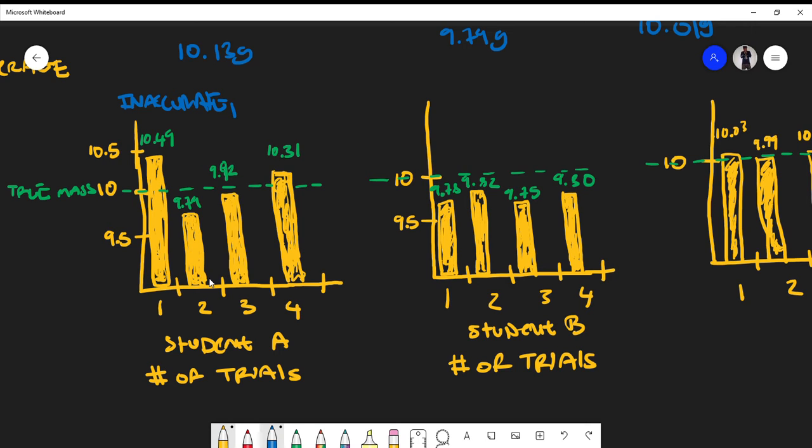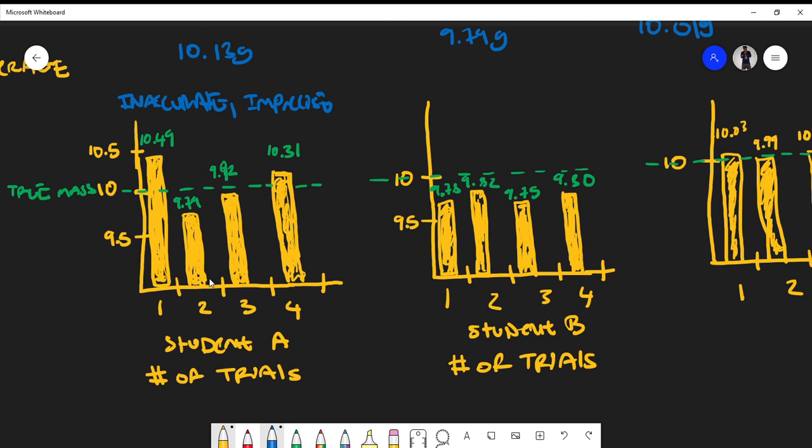And this would be imprecise, right? It would be imprecise because look at the measurements in relation to each other. This one is all the way up at 10.49. This is all the way down at 9.79. This is a little bit up from 9.79, and this is way up from 9.92. So the numbers, with respect to themselves, are not really close together, and so we say they're imprecise.